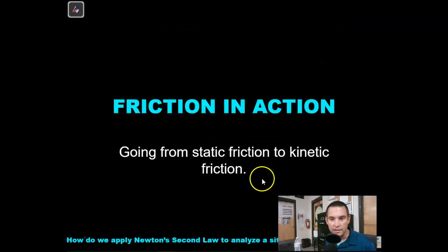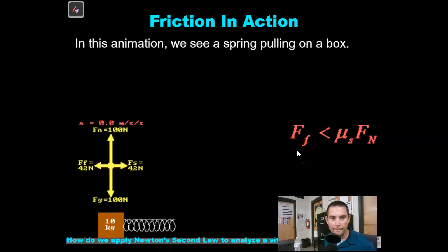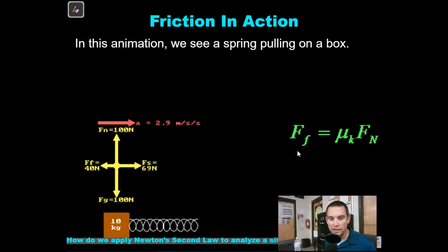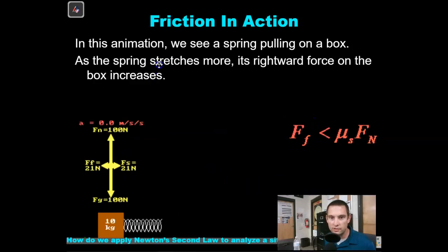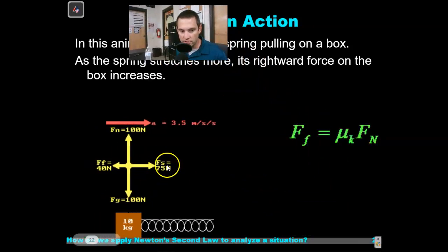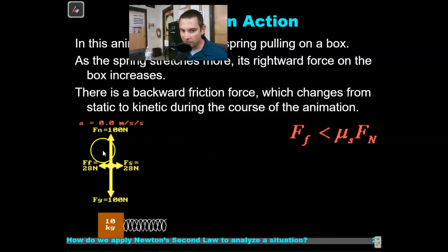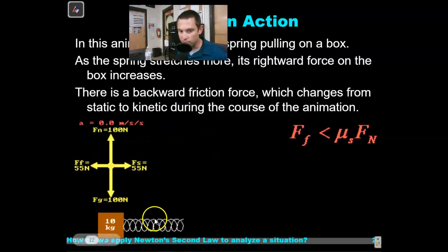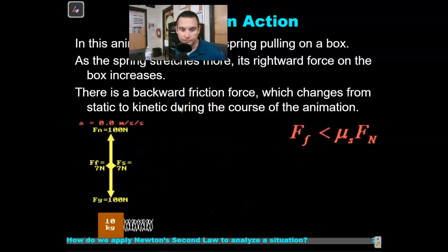We're going to see this on the next few slides, an animation of it to make it make sense, because cartoons always help. So here we go. In this animation, we see a spring pulling on a box. As the spring stretches more, its rightward force on the box increases. Spring force, frictional force. There's a backward frictional force, this one that's growing as we're pulling more and more, which changes from static to kinetic during the course of the animation.